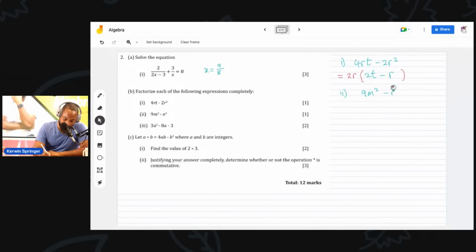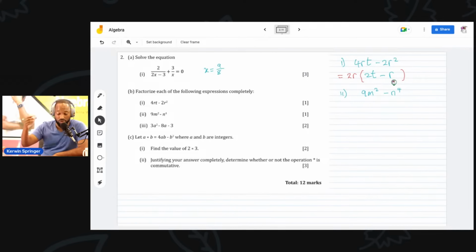9m squared minus n to the power of 4. So this could be a difference of two squares. The reason I know I can't do basic factorization here is that there's nothing really common. There's a square here, and there's an n to the power of 4 here, but don't worry, that is just like n squared by n squared. This is 9m squared, and 9 is a square number, so it's a strong indication that I have to do difference of two squares.